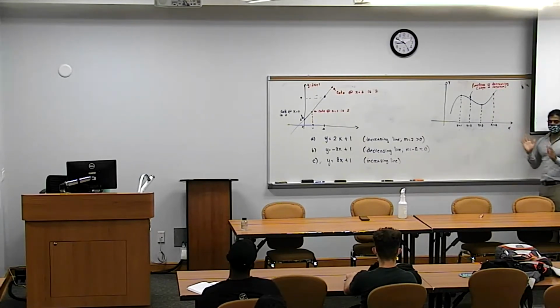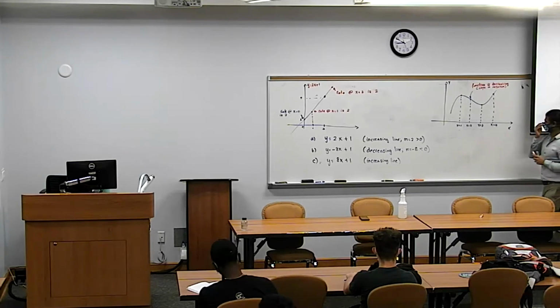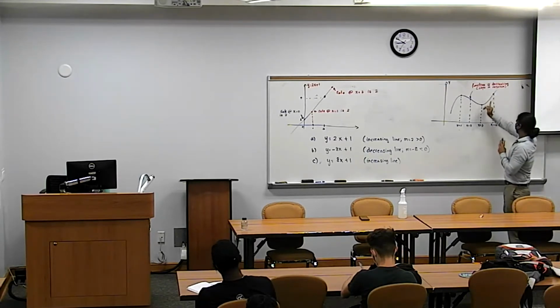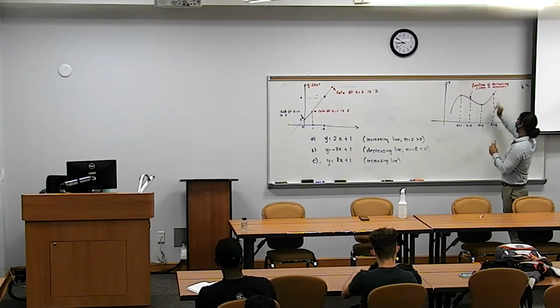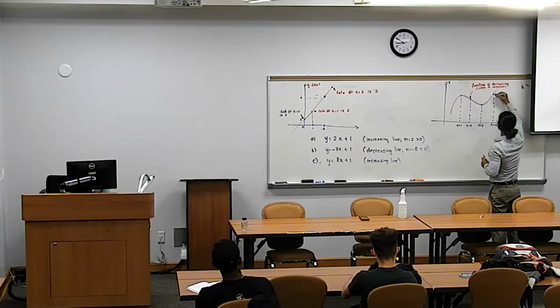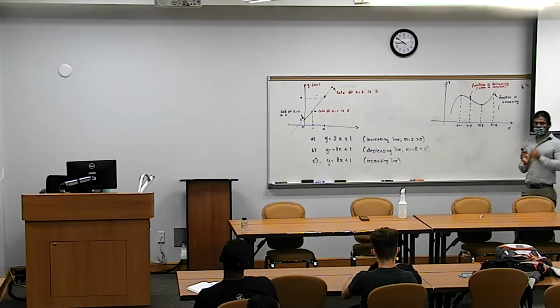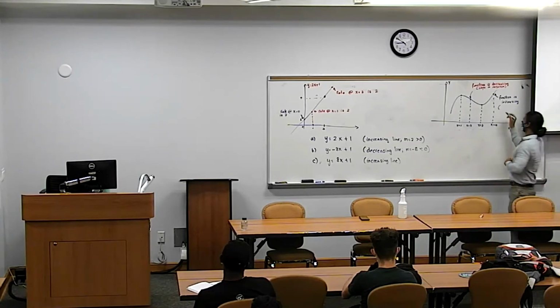And the slope is negative. What about at x is equal to 4? It's increasing. If you look at or about x is equal to 4, the function is going up. So the slope has to be positive.